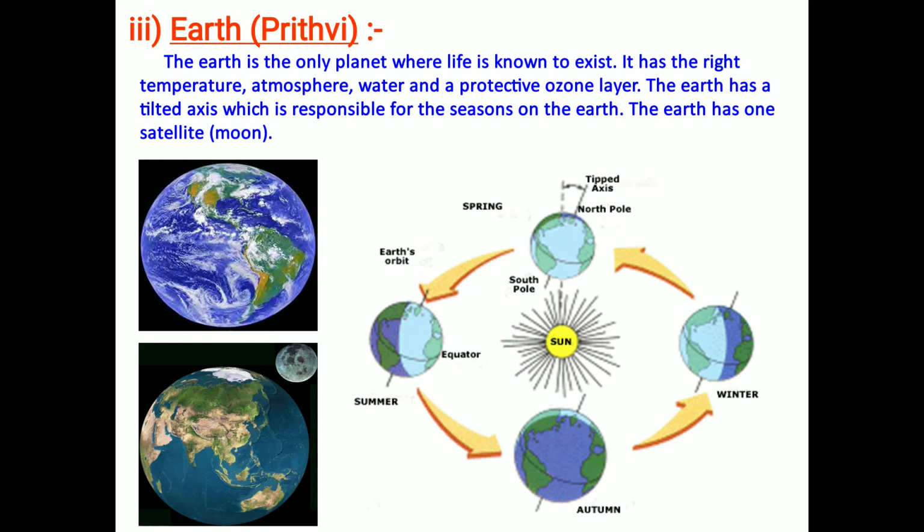The third planet is our Earth, that is Prithvi. The Earth is the only planet where life is known to exist. It has the right distance from the sun, right temperature range, atmosphere, water, and a protective ozone layer. The Earth has a tilted axis which is responsible for the seasons on the Earth. The Earth has one satellite, that is the Moon. The Earth appears bluish green from outer space as light from the land mass and water bodies gets reflected.